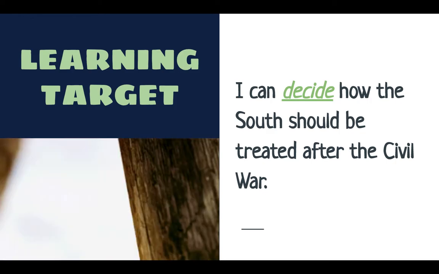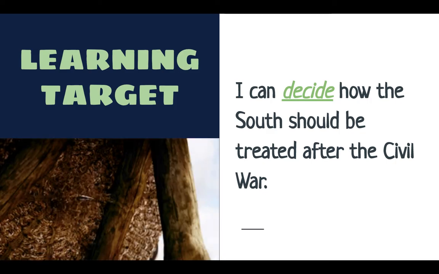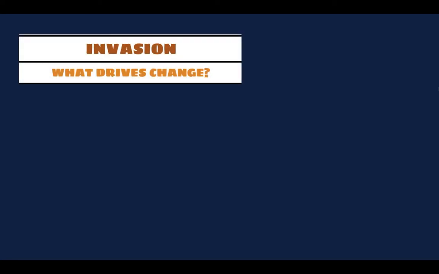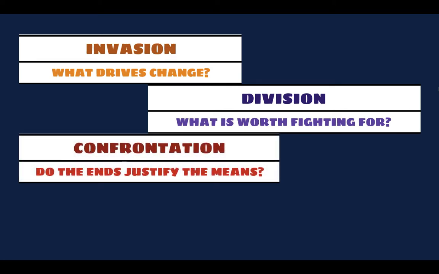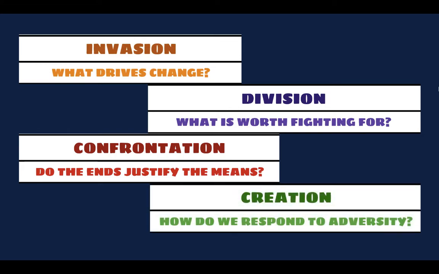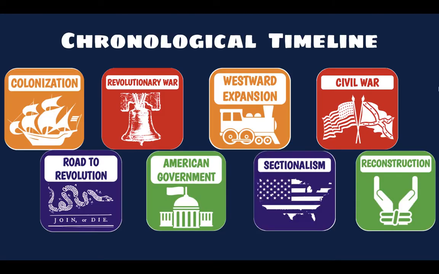So we're going to set you up with where we are in history and then think about how the South should have been treated. Remember that throughout the year we've looked at four basic units: invasion, what drives change; division, what's worth fighting for; confrontation, do the ends justify the means; and finally creation, how do we respond to adversity.